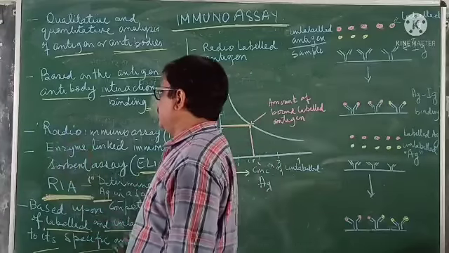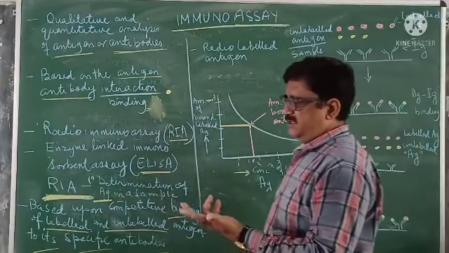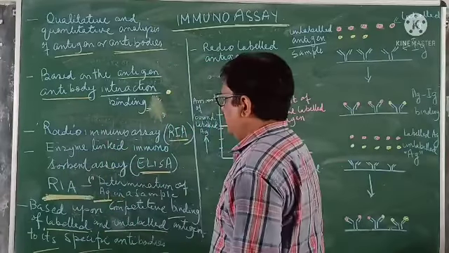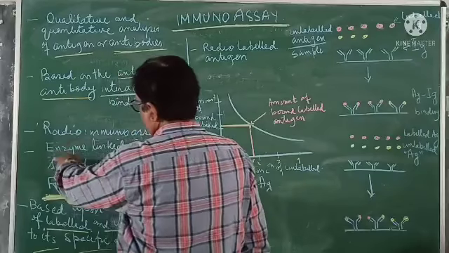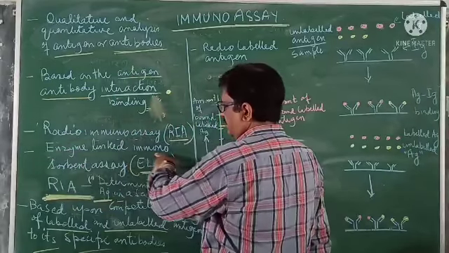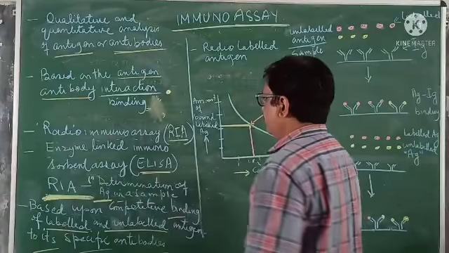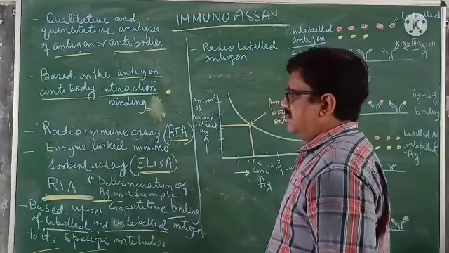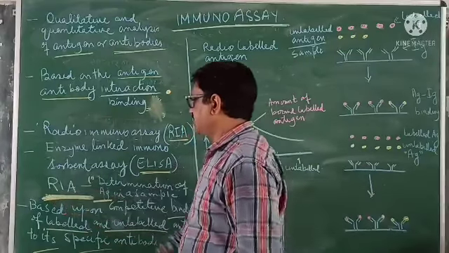If an enzyme is used as a marker, we can say it as a marker. If an enzyme is present in place of a radioisotope, then it is known as enzyme-linked immunosorbent assay or ELISA. Okay, so these are the two types of immunoassay techniques. So today we will discuss the RIA.